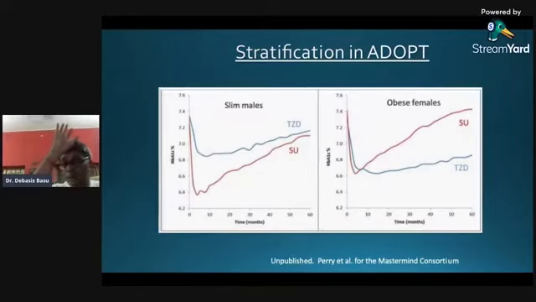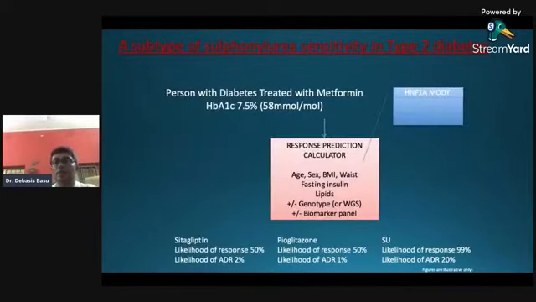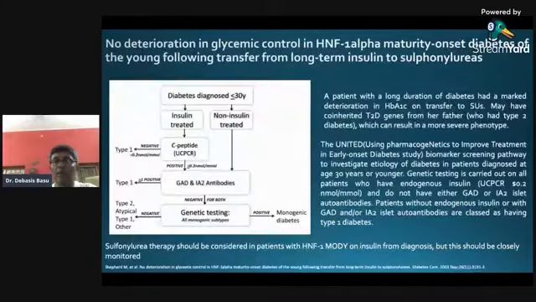From the old ADOPT studies, we realized that in a population of slim males, the A1C reduction with TZDs was less than with sulfonylurea. But in the obese male population, the TZD got the A1C reduction at a much better level than the sulfonylurea. This is from the Mastermind Consortium, which is actually from the Ewan Pearson group. And I'm extremely fond of this man.